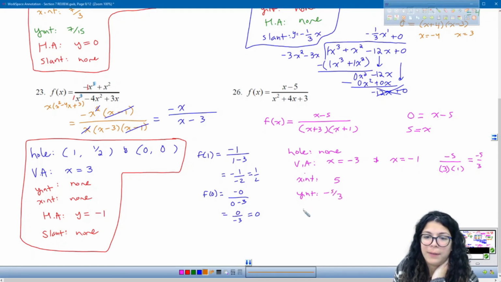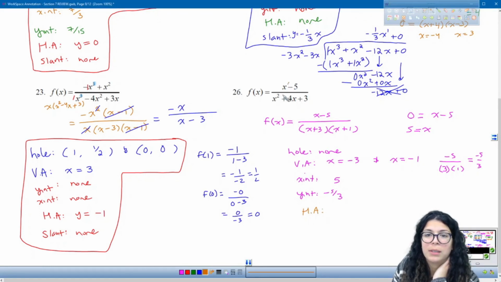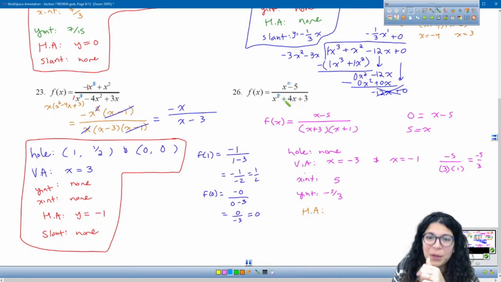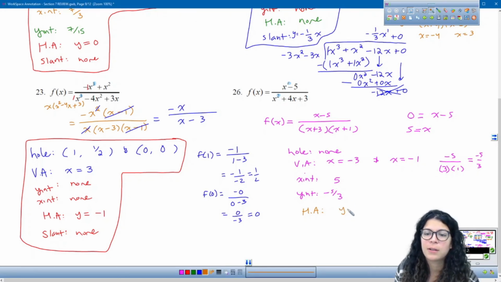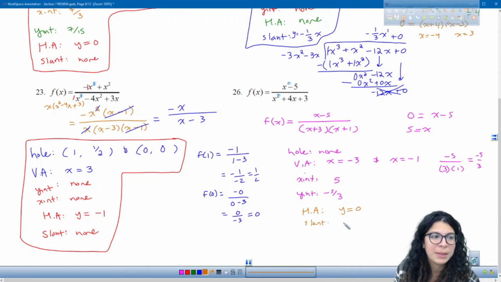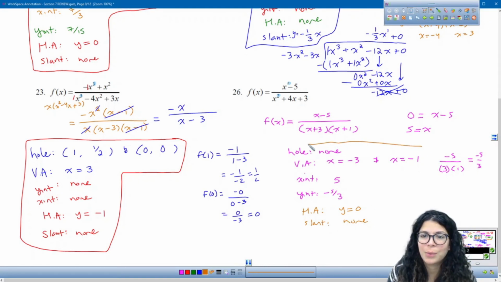Next up, let's go ahead and find any horizontal asymptote. If we look, degree on top, degree on bottom. The degree is bigger on the bottom, right? The numerator degree is smaller than the denominator degree, which means that our horizontal asymptote is just the line y equals 0. And if there is a horizontal asymptote, that means that there is no slant. So that is number 26.